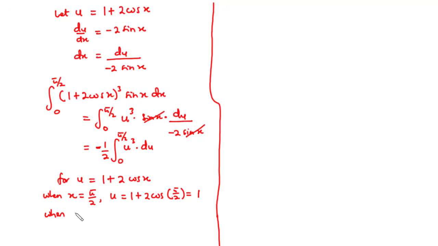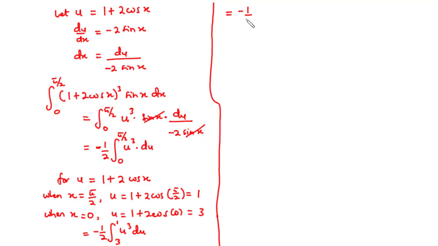And then, when x is equal to 0, u is equal to 1 plus 2 cos 0. Now, cos 0 is 1, so 2 times 1 is 2, plus 1, that is 3. So we are going to get negative 1 over 2 times the integral of u cubed du from 3 to 1. Now let's further simplify this.